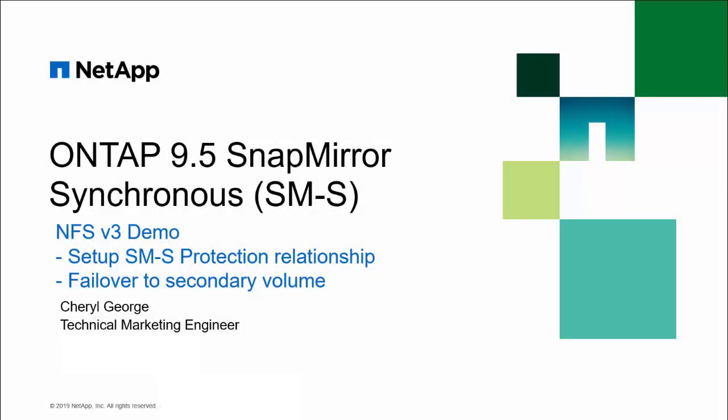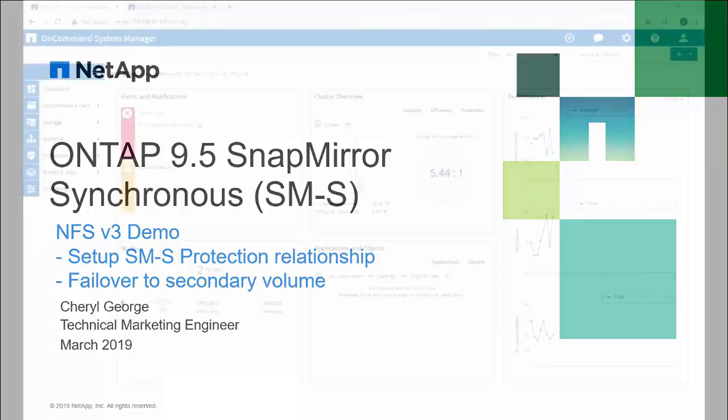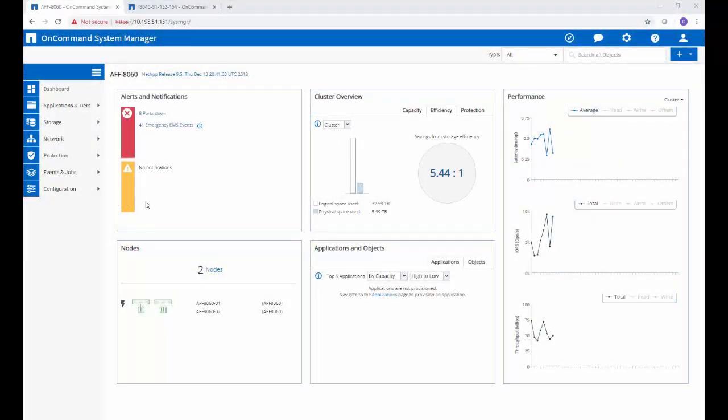In this demo for SnapMirror Synchronous introduced in ONTAP 9.5, I will showcase how to set up an SMS protection relationship and failover to the secondary storage volume for a NAS workload using NFSv3 protocol. Here the source is a two-node cluster running ONTAP version 9.5.